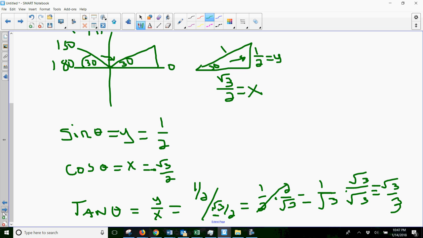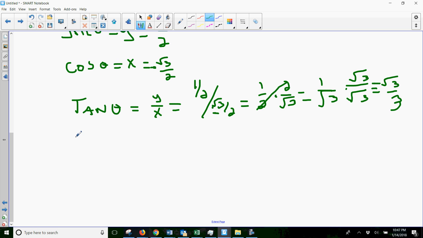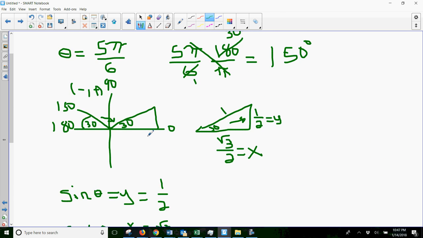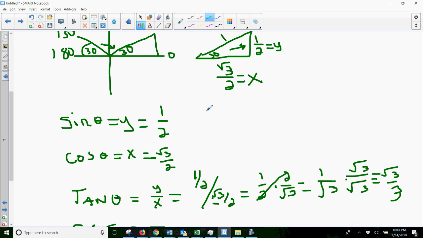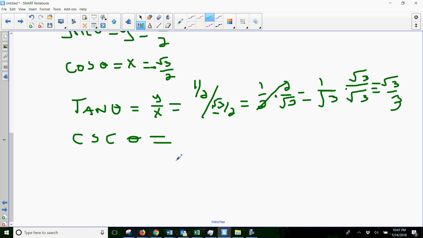Okay. Let's look at the cosecant, which is 1 over sine. I'm just writing theta, but remember theta here was 5 pi over 6 for 150 degrees. So sine was 1/2. So 1 over sine is going to be 1 over 1/2, which is going to flip the fraction and just going to be 2. Okay. So that's 1 over y.